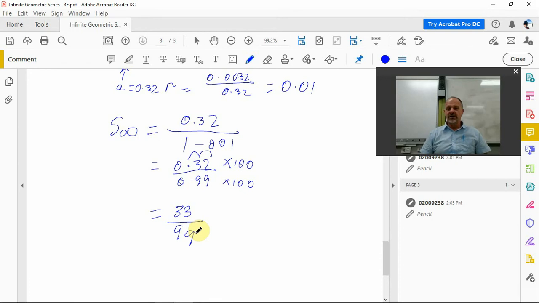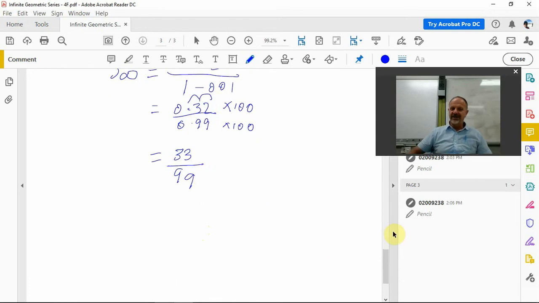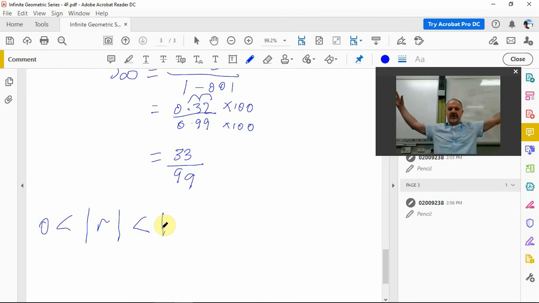All right, so remember though, the key thing is that the size of R has to be between 0 and 1 for this to occur. If it's not, then it doesn't converge. It just keeps getting bigger and bigger and bigger.